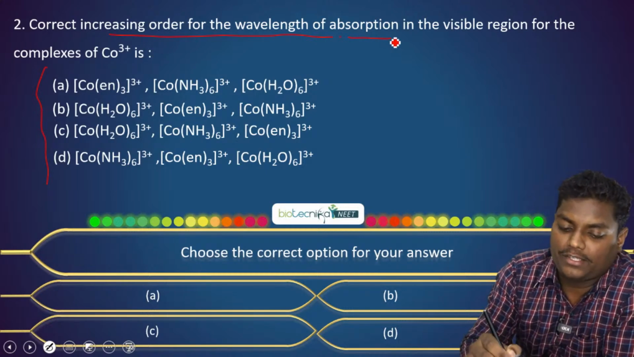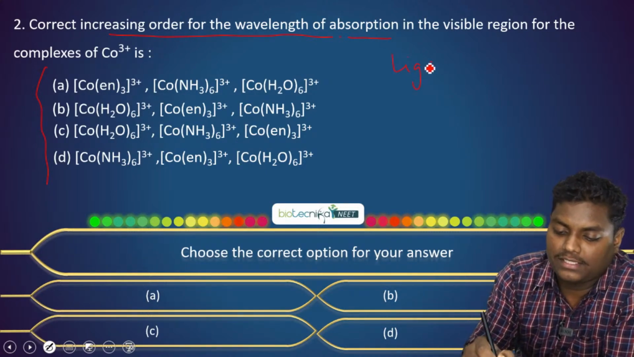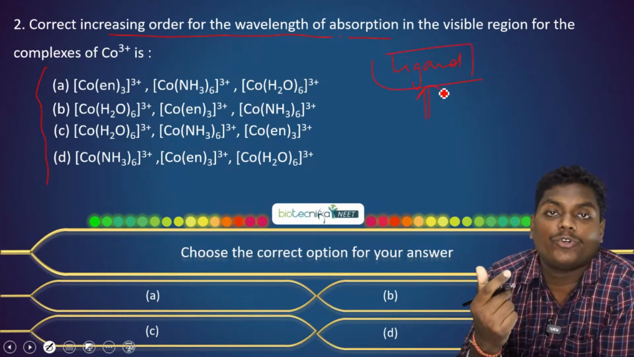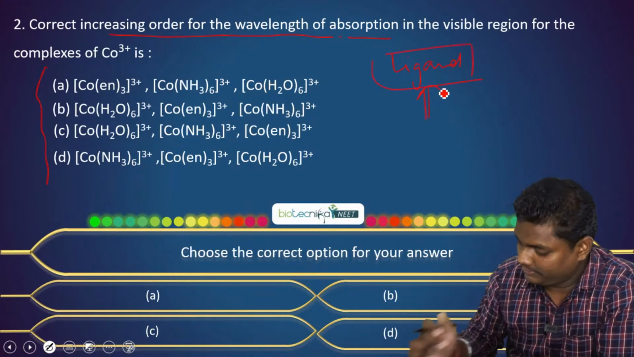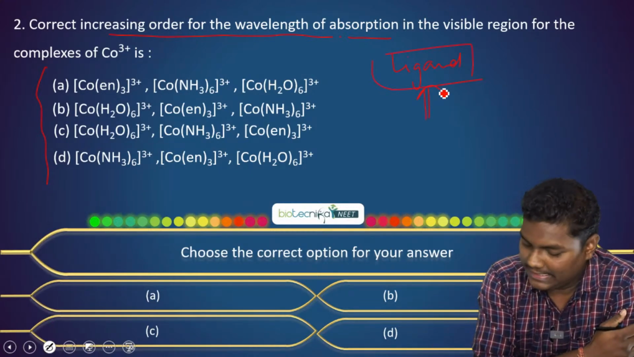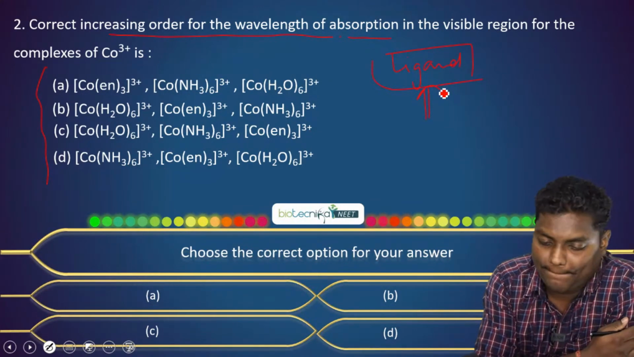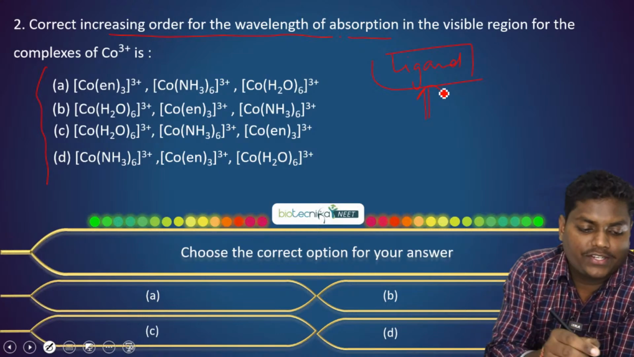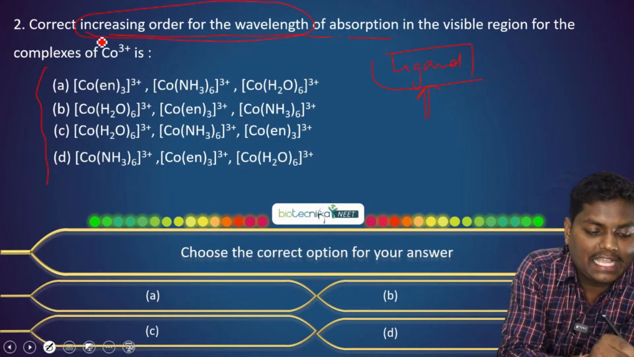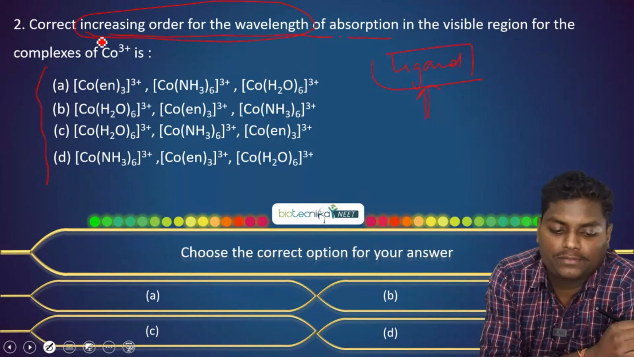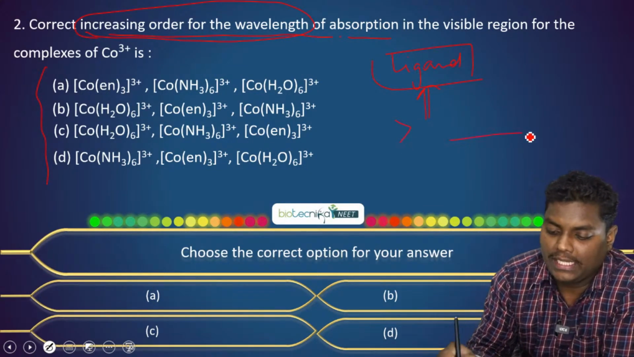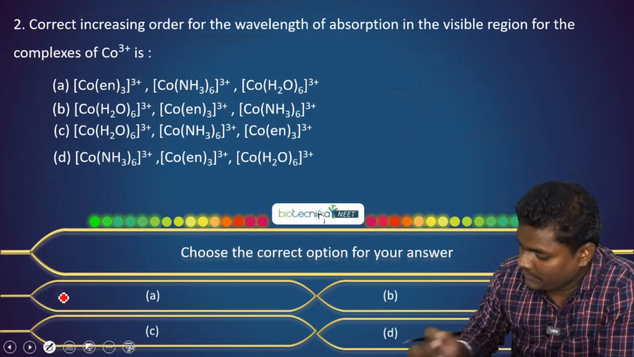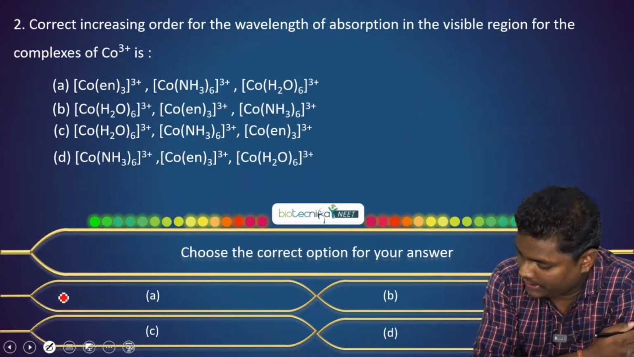So I can give you a hint. Based on this ligand, you can determine which will give more splitting, which will give less splitting. Okay, Sneha is saying option B. Just remember these terms when you are seeing them in the exam, increasing order of wavelength. So from the smallest to the highest. Matthew is saying option A.